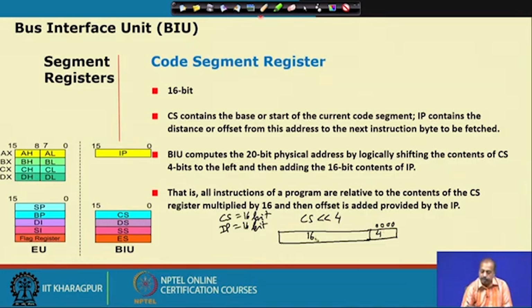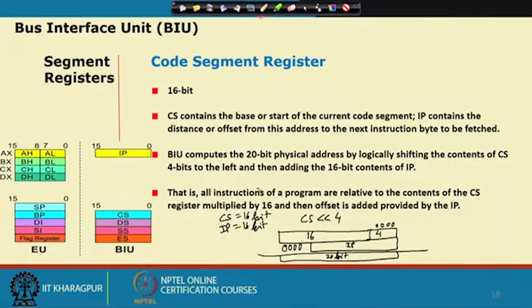With that, the 16-bit IP will be added. The 16-bit IP will be somewhere here, and these upper bits will be taken as 0. That will be added and the resulting value will be 20 bit, and that is the physical address. So, the 20-bit physical address is formed by logically shifting the content of the CS register by 4 bits and then adding the 16-bit IP to that.